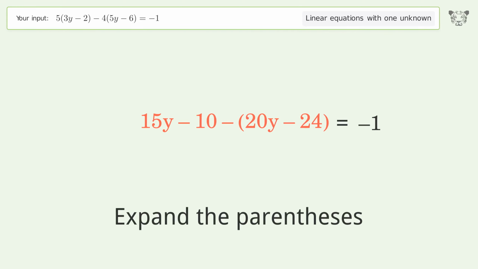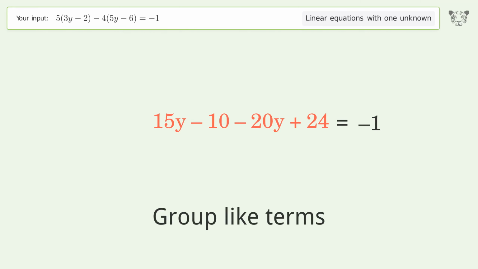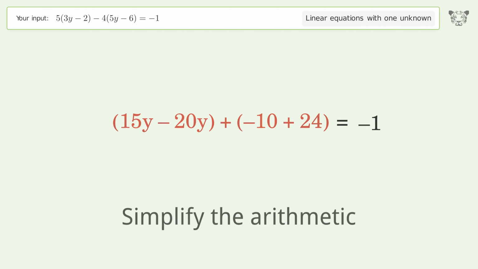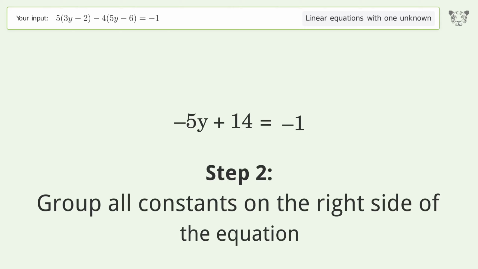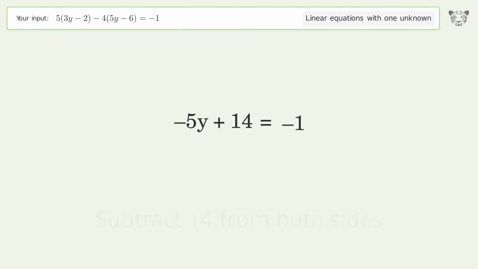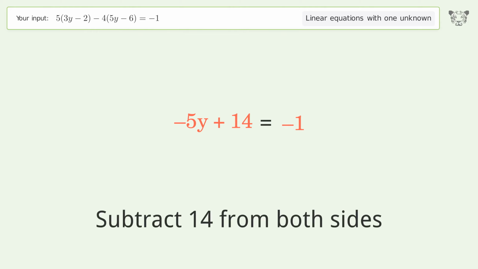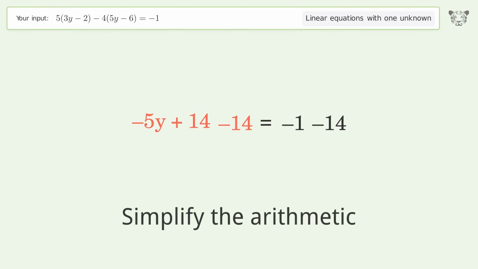Expand the parentheses. Group like terms. Simplify the arithmetic. Group all constants on the right side of the equation. Subtract 14 from both sides. Simplify the arithmetic.